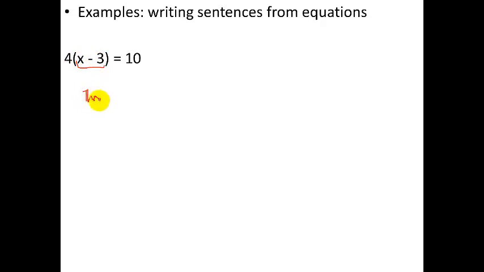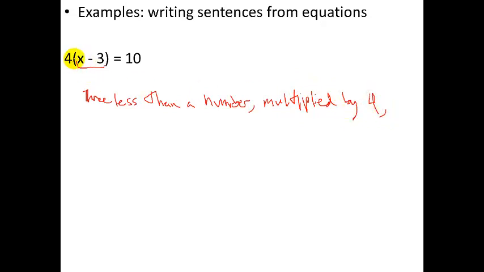So 3 less than a number, comma, multiplied by 4. We're really just following PEMDAS here. Multiplied by 4, right? That means this thing times 4 is 10. So we say is the equal sign, 10. And that's all there is to it.